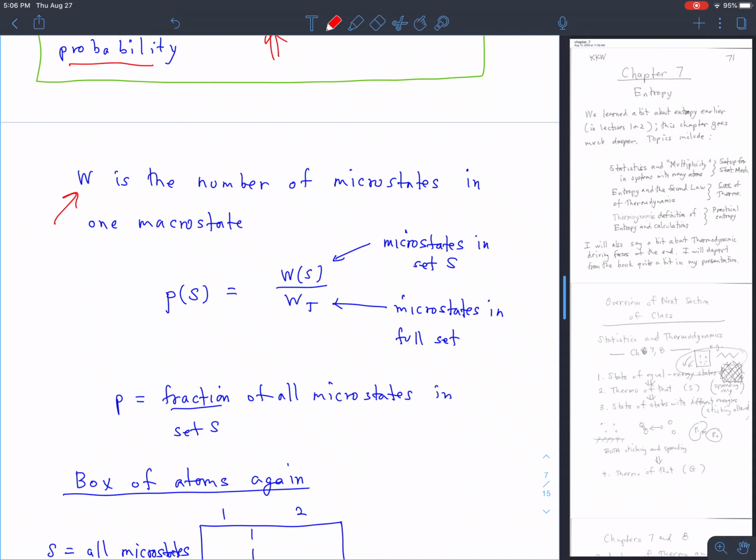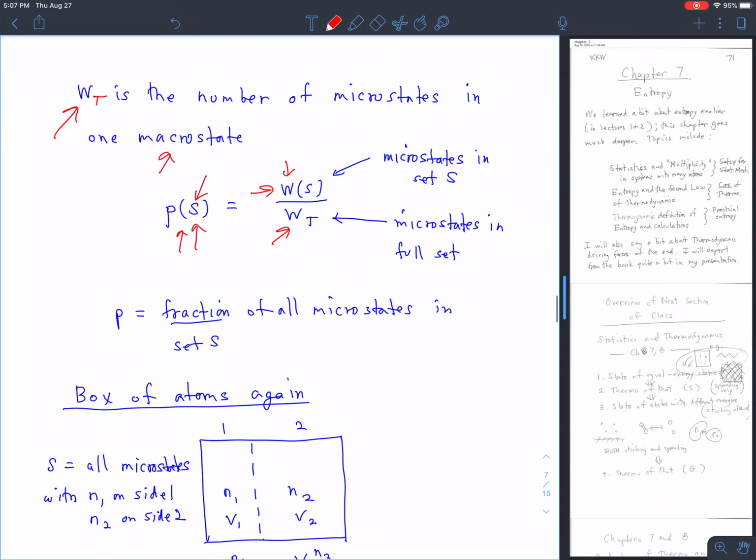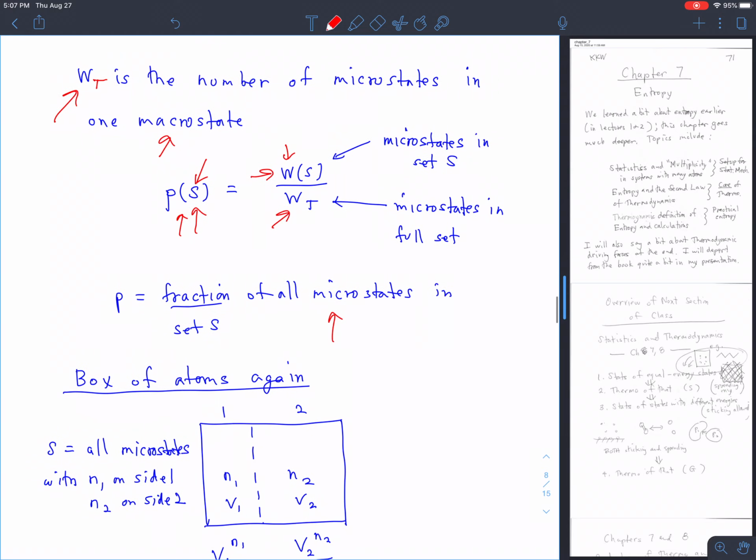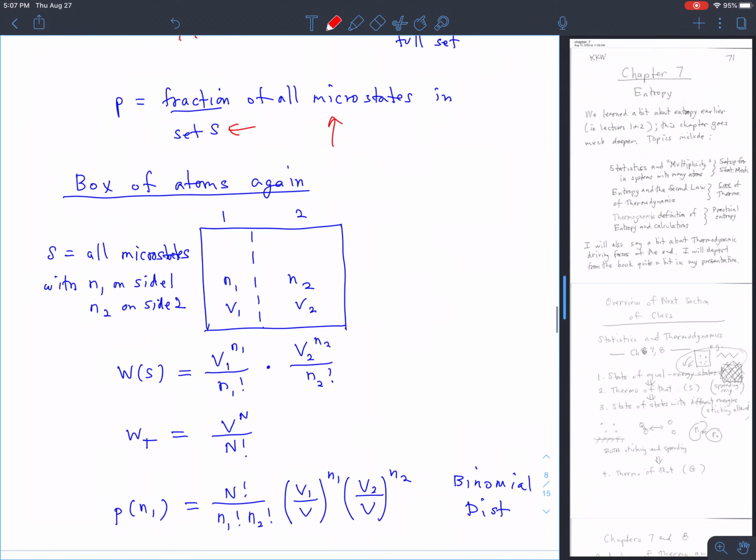W is the number of microstates in one macrostate. That's W_T, let's call it, the total number of microstates. But now I take a subset of states that I'm interested in. There's some W associated with that too. Then the probability of observing any element within that set is just the number of microstates in that set divided by the total number of microstates. In other words, it's the fraction of all microstates in the set S. Let's look at an example.